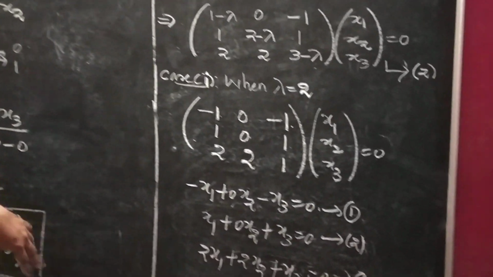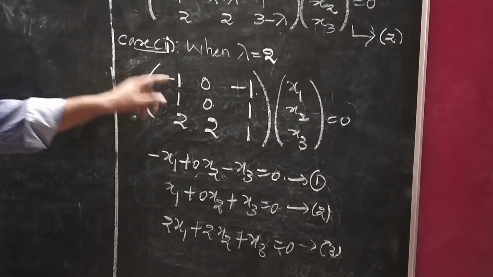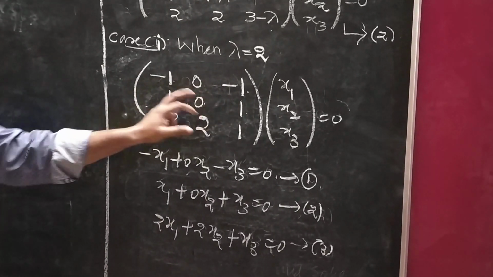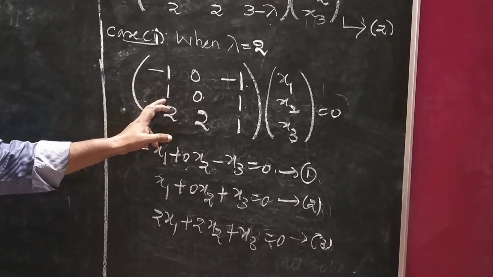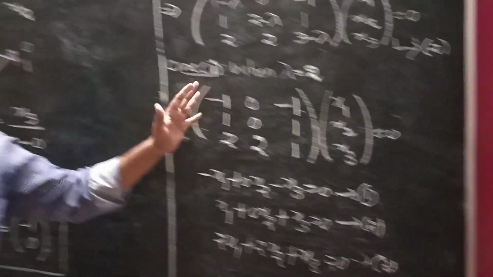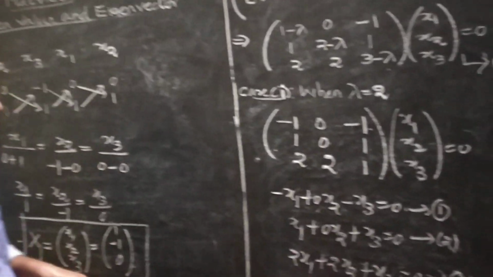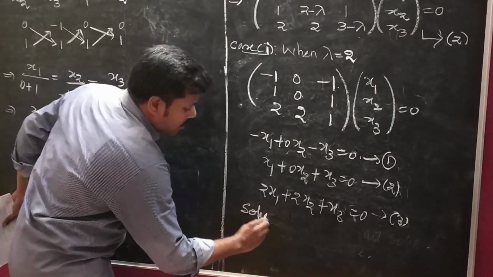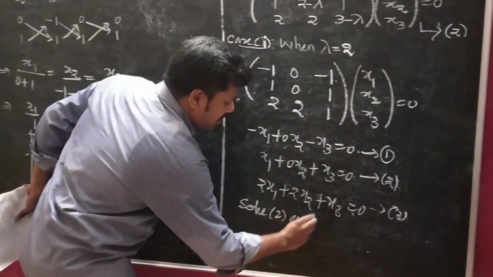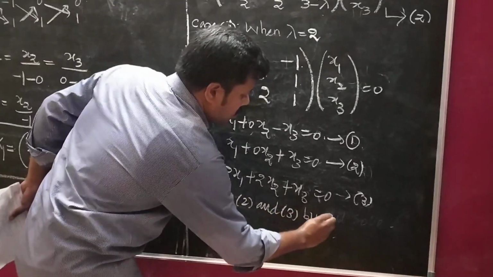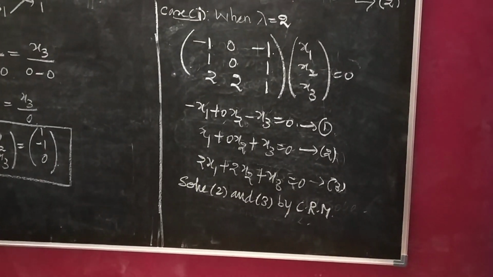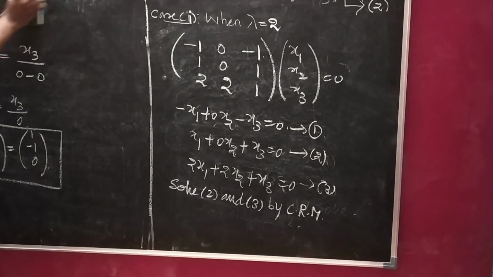So here, the first equation multiplied throughout by minus, we get 1, 0, 1. So equations 1 and 2 are the same. So consider any two different equations and solve by the cross multiplication rule. So solve equations 2 and 3 by cross multiplication rule.